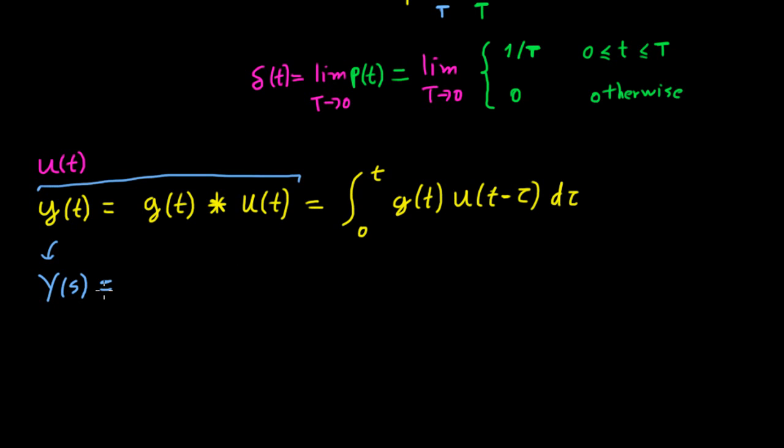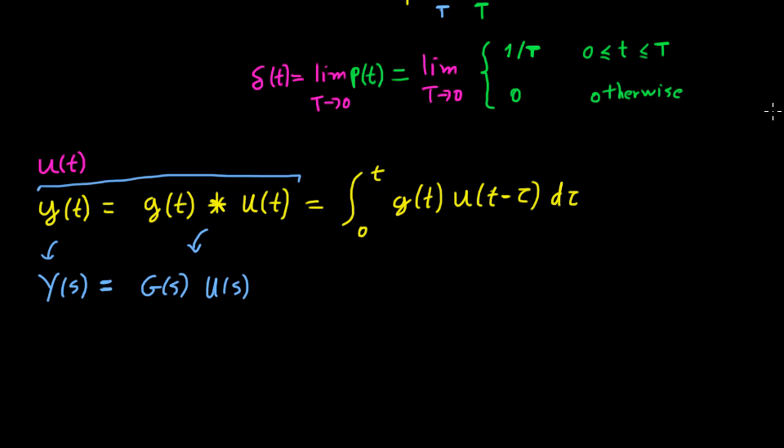And now, if you've seen the videos on the properties of the Laplace transform, you probably remember that the convolution turns into simple multiplication in the s domain. So this is just G(s) times U(s). So the convolution turns into a multiplication of these two functions.